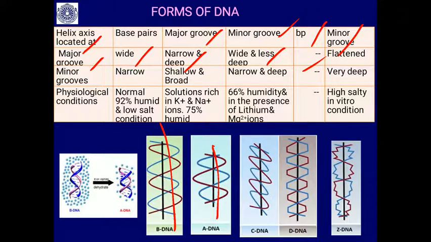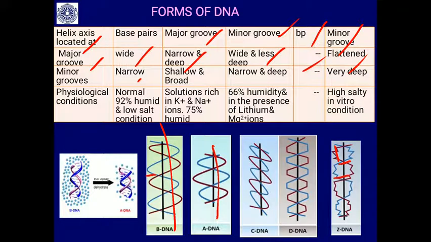Here the major groove is flattened, you will find it is flattened. The minor groove is narrow in this one, shallow in the case of A form, and narrow and deep in the case of C form. We don't know about this one because there is not much difference really. So it is very deep in this case, this is what you see, it is a minor groove.